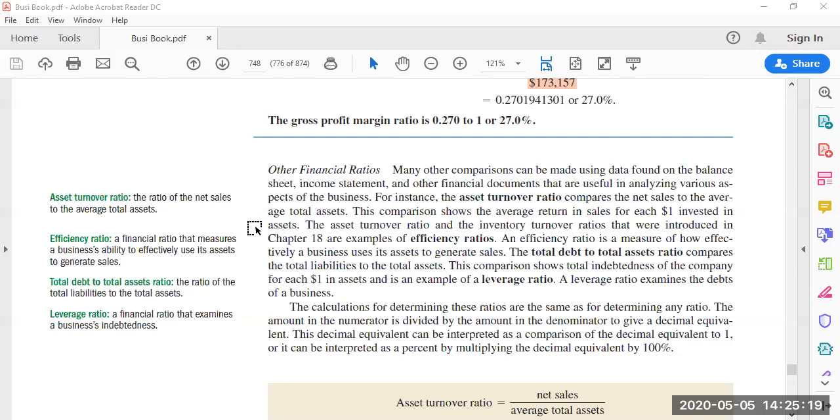So the asset turnover ratio is going to compare your net sales to your average total assets. And this is going to show you the average return in sales for each dollar invested in assets. The average return in sales for each dollar invested in assets. How well your assets are being covered by your sales.